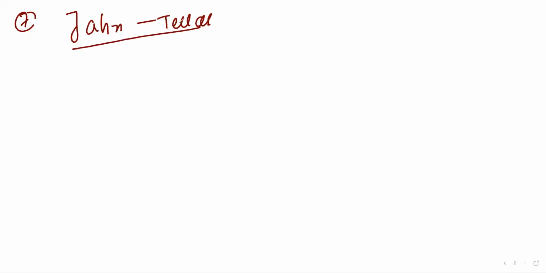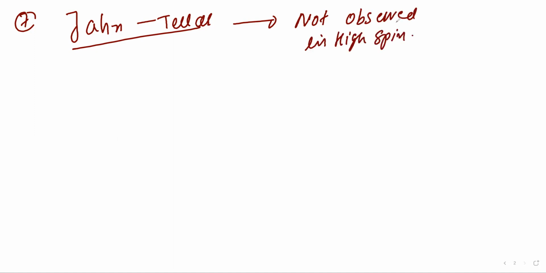Now see the next sum, the 7th. So the Jahn-Teller effect is not observed in high spin complexes. So the next scientist is Jahn-Teller. So it is not observed in high spin. It is talking about not observed in high spin. So see the next part, that is the 7th.